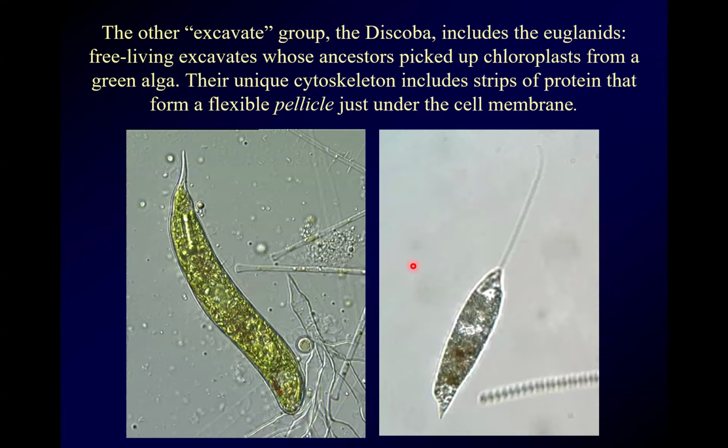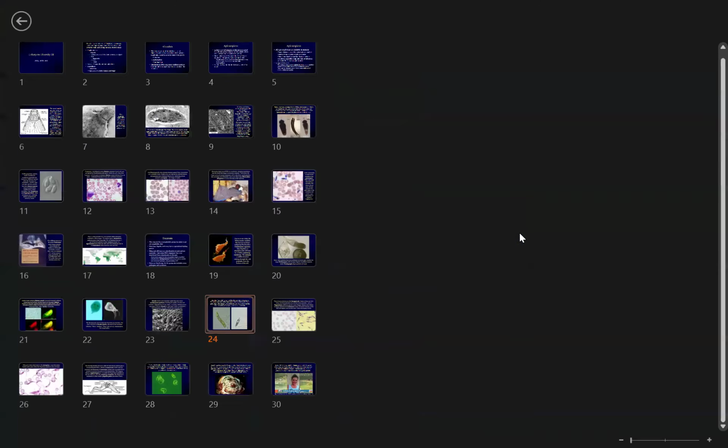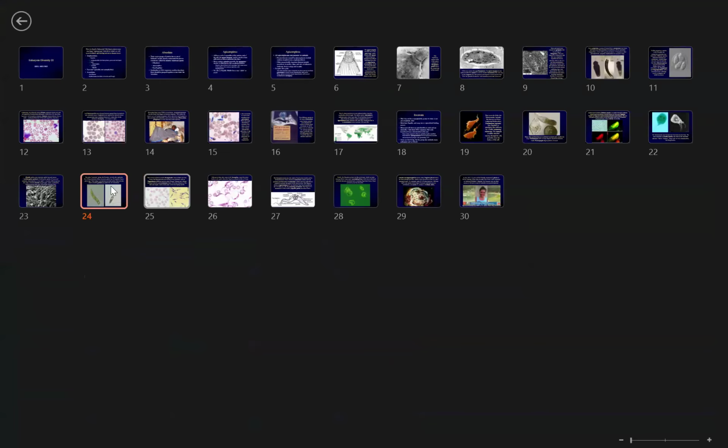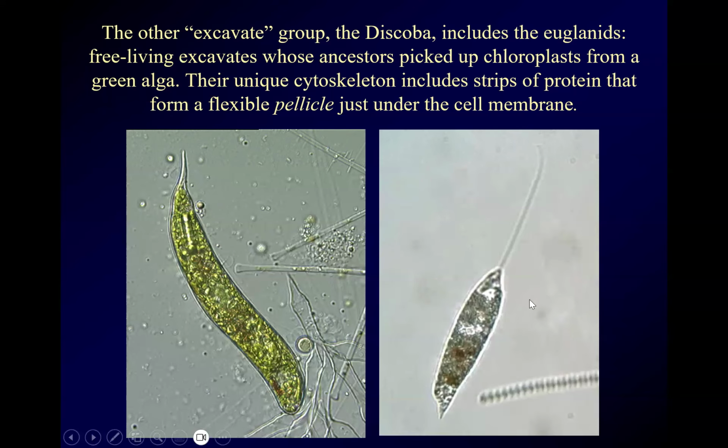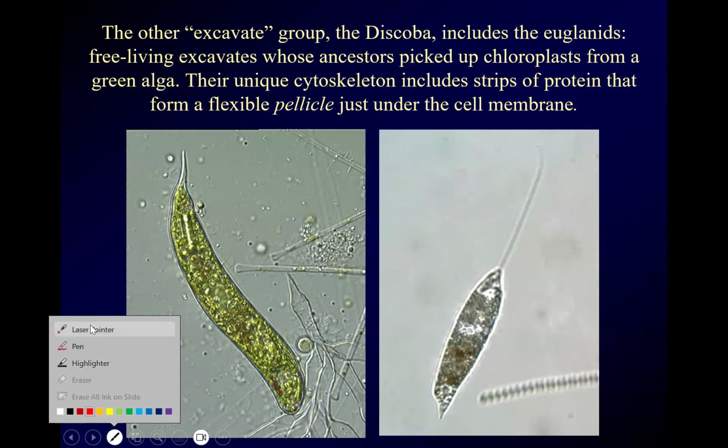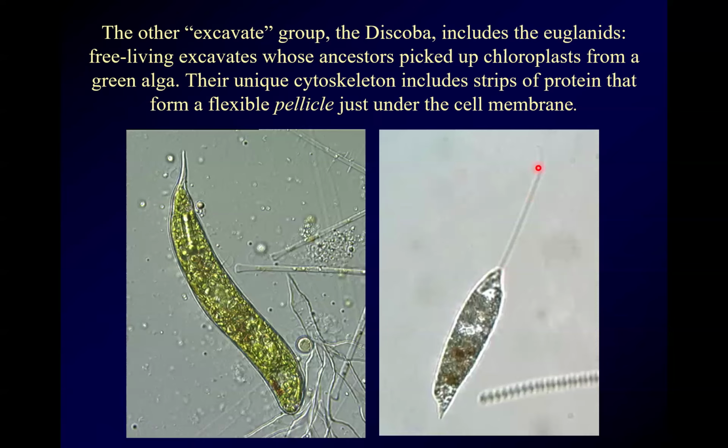Over here on the right, Paranema is very similar to Euglena, but it does not photosynthesize. Paranema is fairly common in biology labs because it happens to have a very prominent flagellum that's really easy to spot. So right up there, let me get back my laser pointer. You can see the flagellum really well.